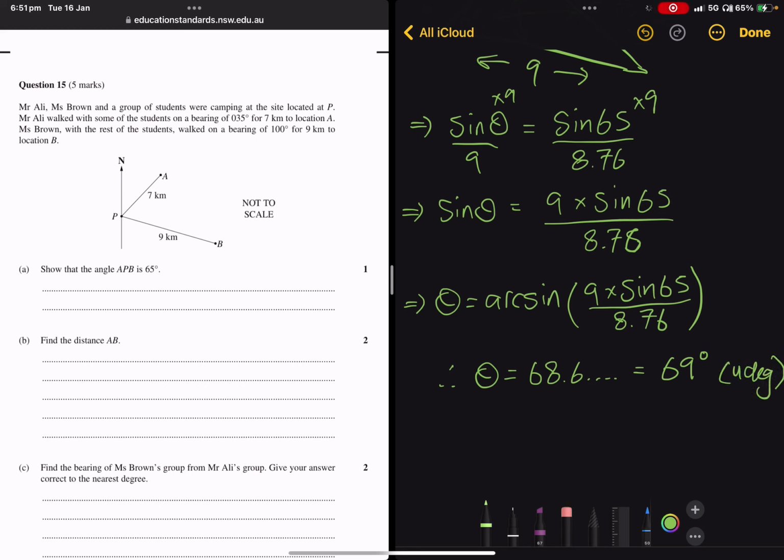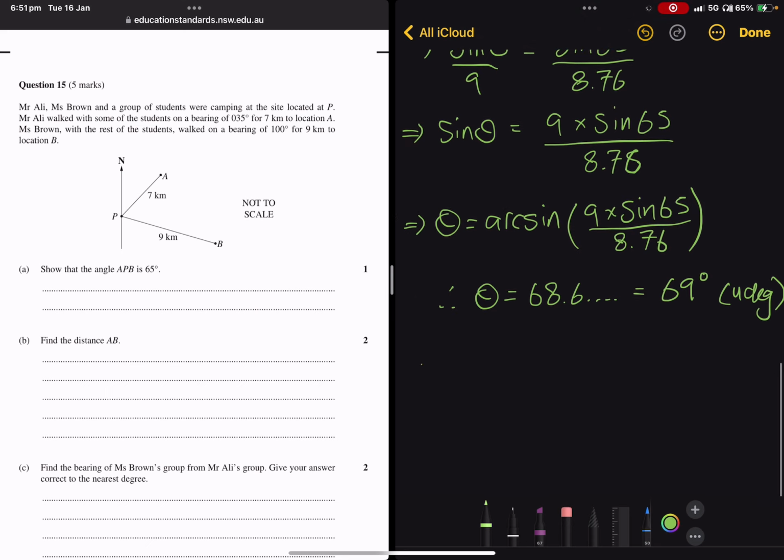Now when you do round, always tell people that you've rounded, so don't just round and then leave the answer. So 68.6 with a whole bunch of other decimals rounds up to 69 degrees. This is the rounding to the nearest degree.